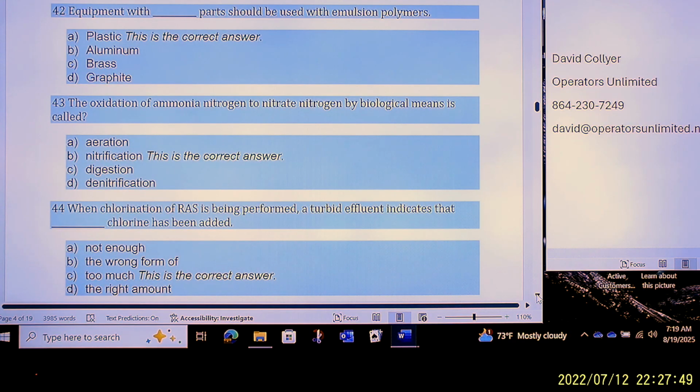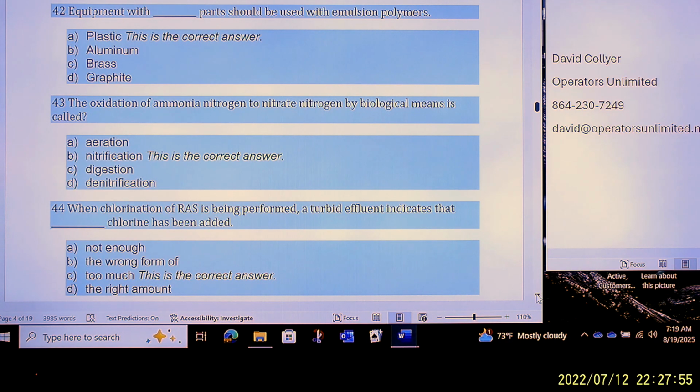Number 41. That is the same as number 31, and this is where my problems arose. The answer to 41 is B, and it is on right to know, and it is on dangerous chemicals.